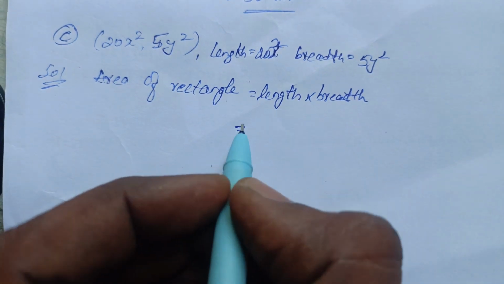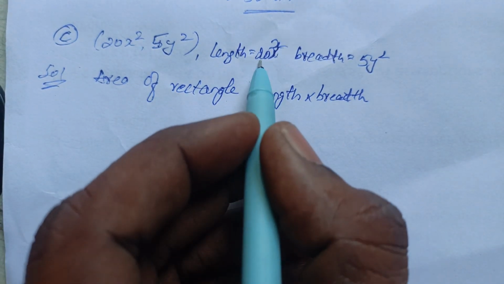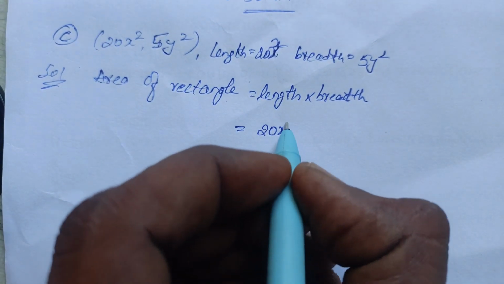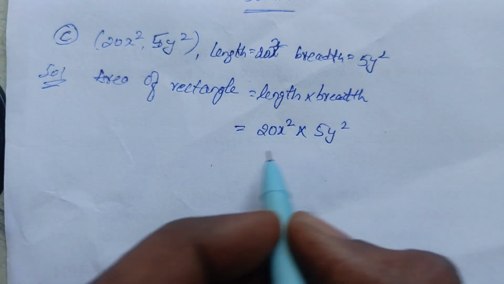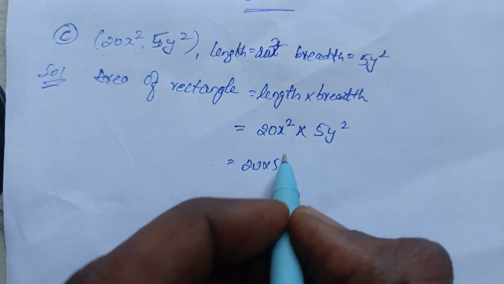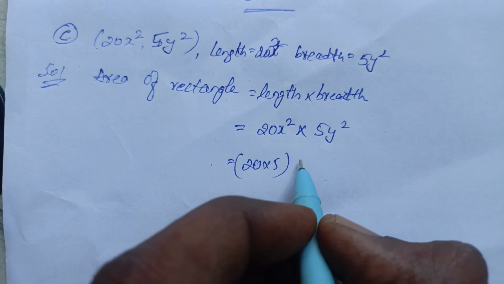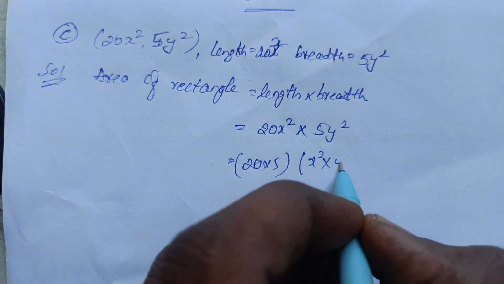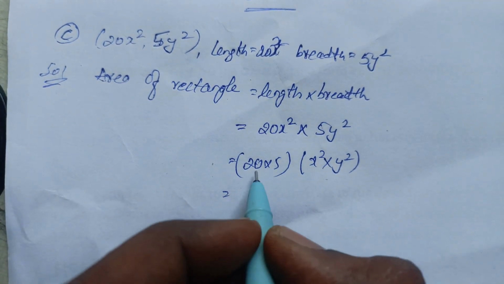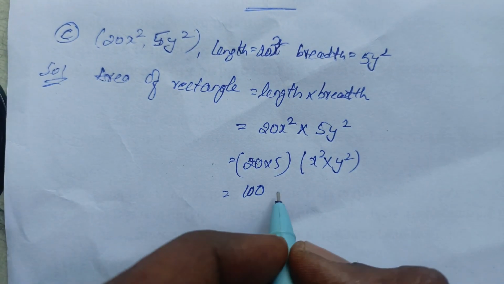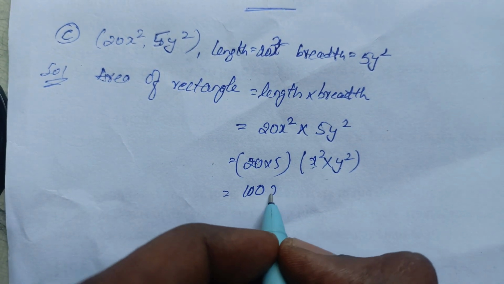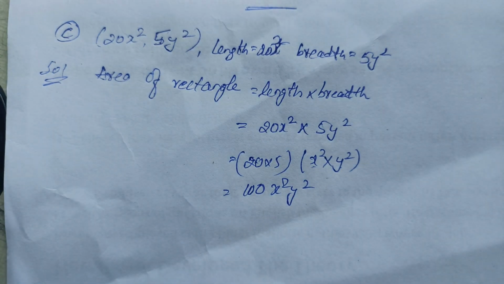Now substitute the length value here, that is 20x square, into breadth, which is 5y square. So here we get 20 into 5 into x square into y square. 5 into 20 is 100. So x square into y square is x square y square.